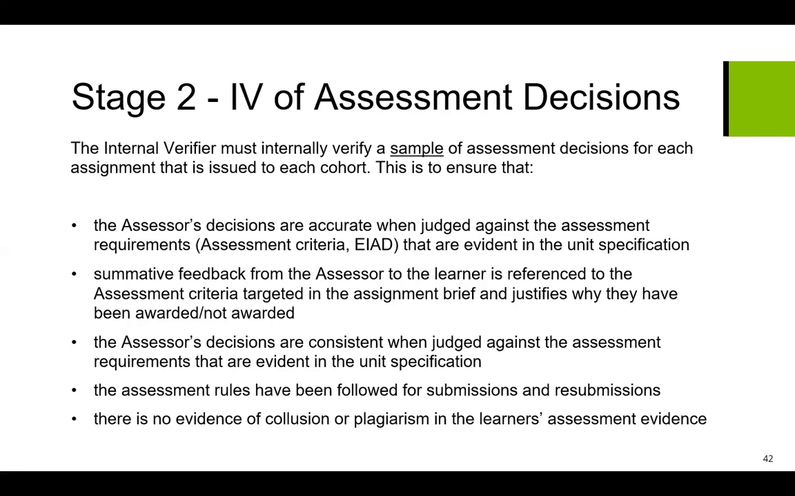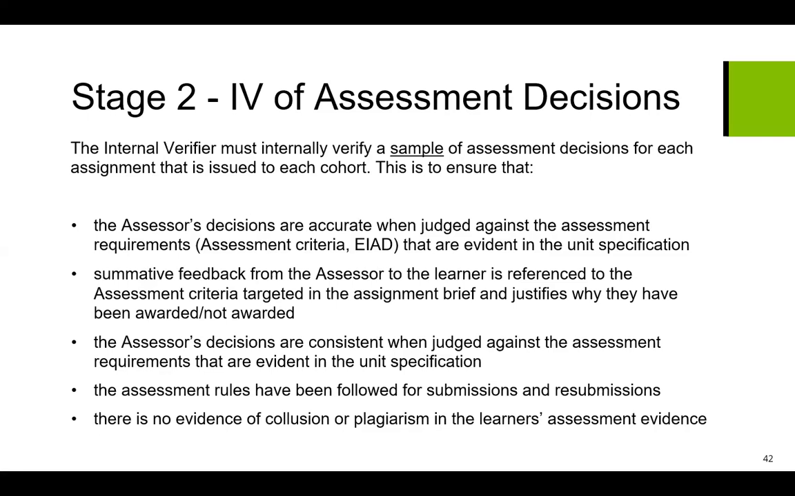The second stage of the IV process is the IV of assessment decisions. And here we take a sample. So typically, if you had a group of, say, 15 students, you might say to the assessor, I want to sample 1 pass, 1 merit, and 1 distinction. And I want to make sure that you've made the right assessment decision and that the feedback references the criteria and justifies why they've been awarded that grade or not awarded it. So it doesn't just say well done or you have done this and you haven't done that.